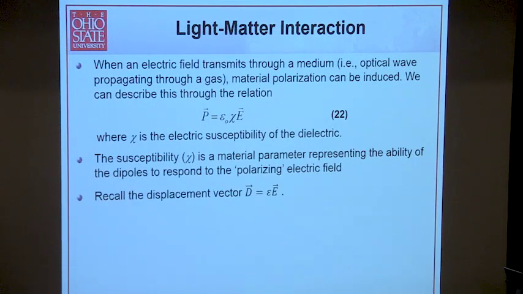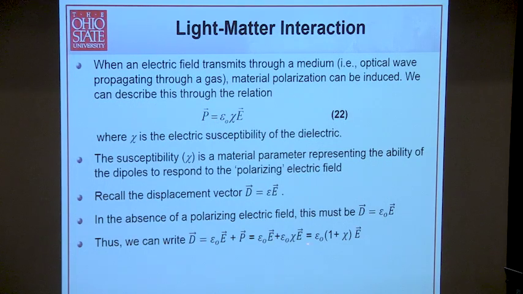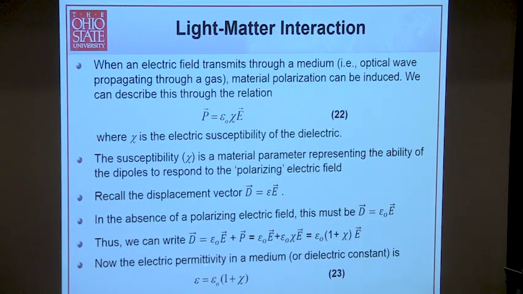Okay? All right, so let's go back to our displacement vector D is equal to epsilon E. In the absence of a polarizing electric field, this must be equal to epsilon naught E, right? This has to be the quantity in free space. Now, if we add an electric field or we have some material polarization, we can then rewrite this expression in this manner. And with some manipulation, we can now define the electric permittivity or the dielectric constant in a medium equal to that of free space times the electric susceptibility.